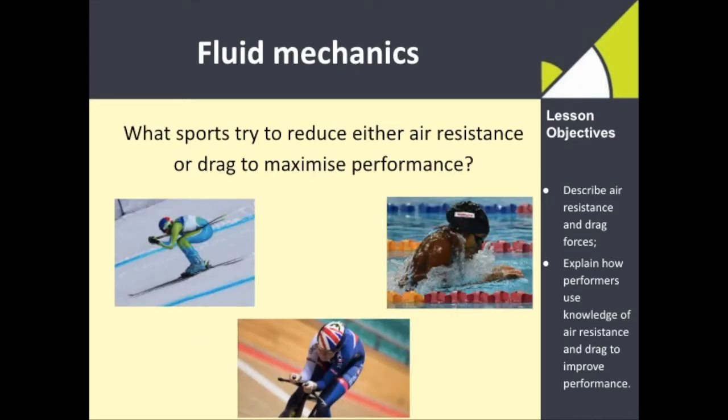Sports where air resistance and drag are quite important include things like downhill skiing, swimming, and track cycling. If you have high air resistance or drag, then that's going to limit the forward propulsion. So it's going to make it harder to move forward. You need either more energy to move forward, or the rate of moving forward would be slower. So in all these sports, they're using technology and body positions to minimise that effect.